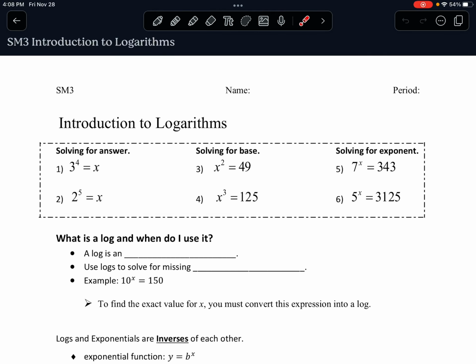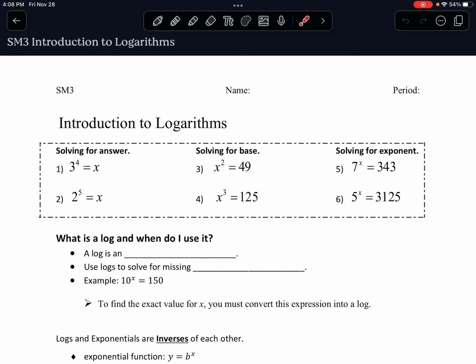Okay, guys, after reviewing exponential functions, let's talk about this new function called a logarithm. Before we start that, let's look at this right here. It says we're going to solve for the answer here. Well, we have a base here and an exponent here. You can type that into your calculator and we can get x, right?